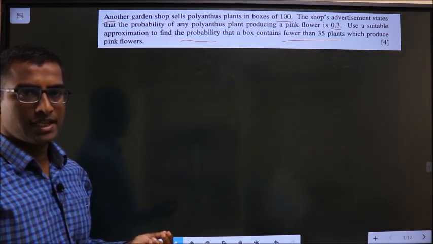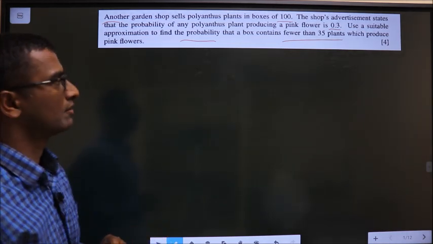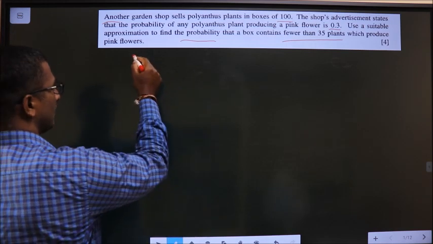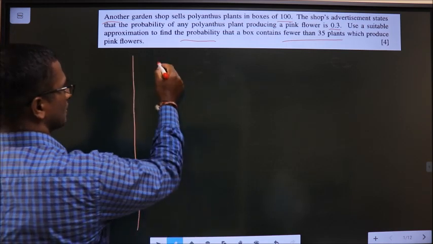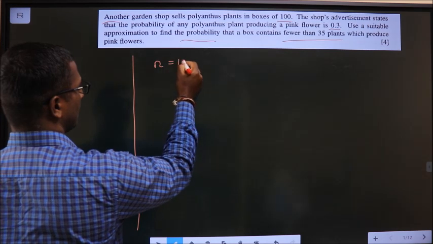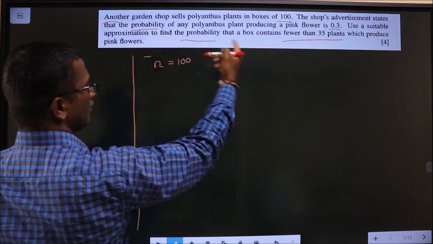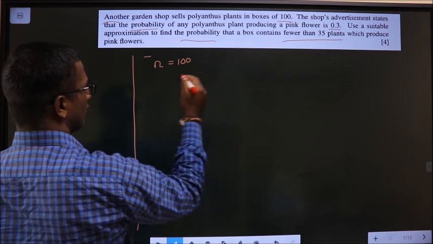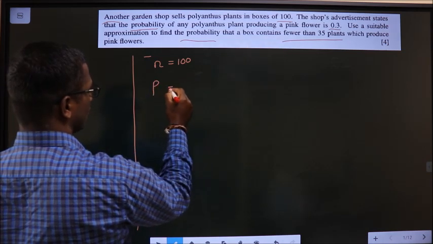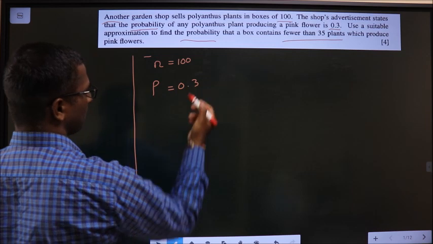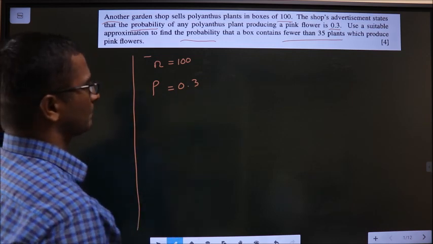Whatever information is given, let us make a note. 100 is nothing but the number of plants in a box. So n is 100. Now, the probability of producing a pink flower is 0.3. So p is 0.3.